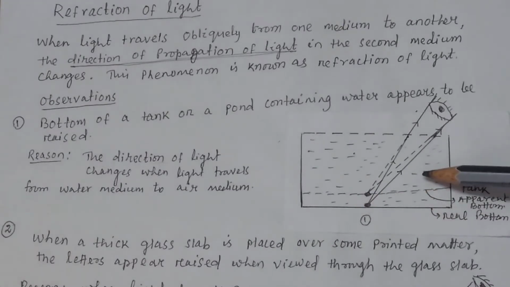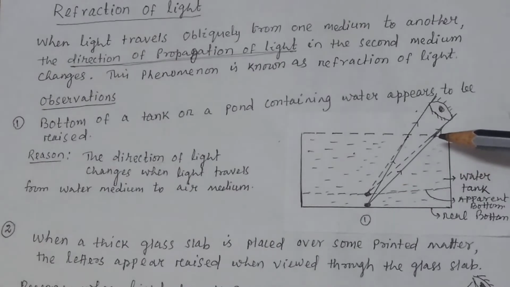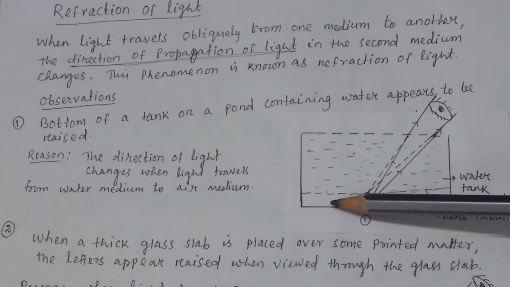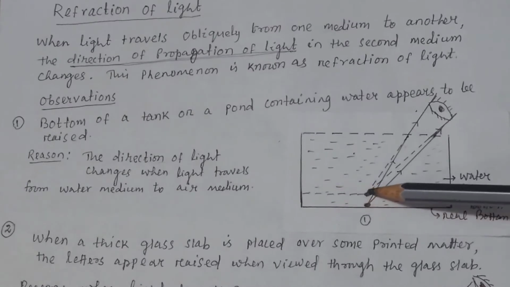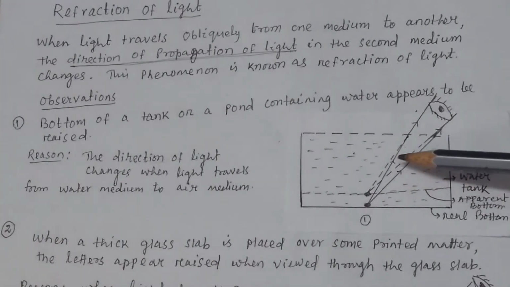Why does this happen? Light coming from the bottom surface, after passing through the water medium, when it moves to the air medium, it deviates from its path. If we reproduce the light rays in the backward direction, they will meet here. So for this point, the observer will see the apparent point here. If you imagine the whole bottom surface, it will be seen by the observer here. This will be the apparent bottom surface, and this is due to the refraction property of light.